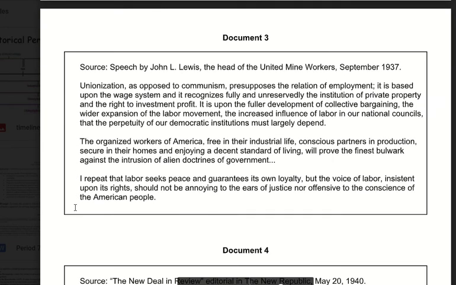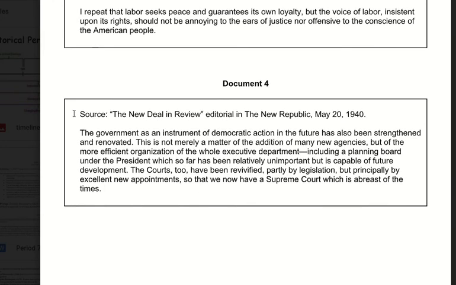Document 3, all right, we got a guy here from the United Mine Workers. What makes unions legal? That's the Wagner Act. Now again, we're not going over everything you could possibly be putting as outside information to go along with these things, but we're just going to do a simple overview. Okay, document 4, it's talking about the New Deal review. It has the government having this democratic action in the future also been strengthened and renovated, not merely a matter of the addition of many new agencies, but of a more effective organization of the whole executive department.